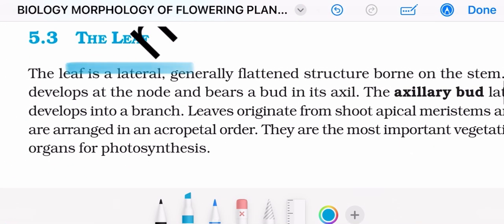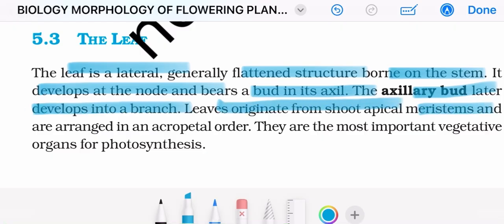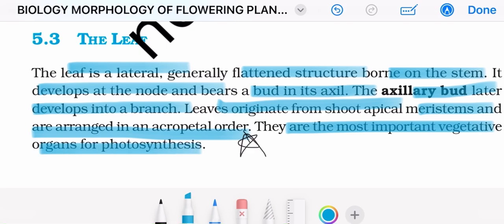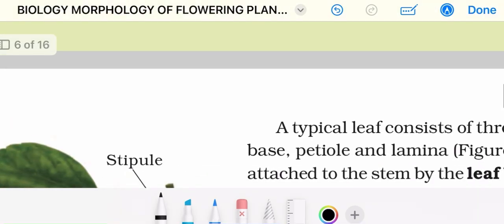The leaf is a lateral, generally flattened structure borne on the stem. It develops at the node and bears a bud in its axil. The axillary bud later develops into a branch. Leaves originate from shoot apical meristems and are arranged in acropetal order. Very important line: they are the most important vegetative organs for photosynthesis.